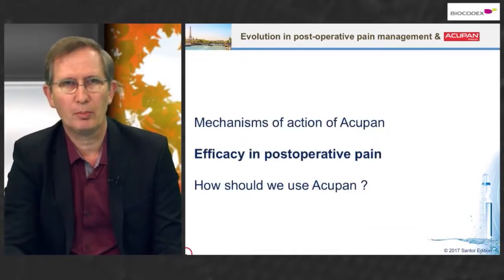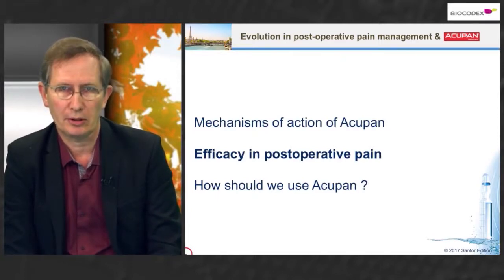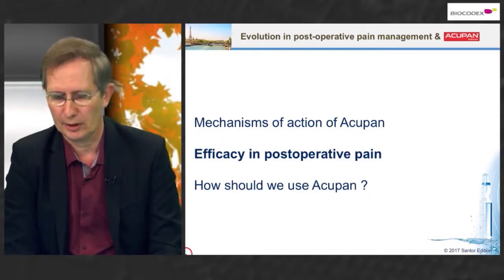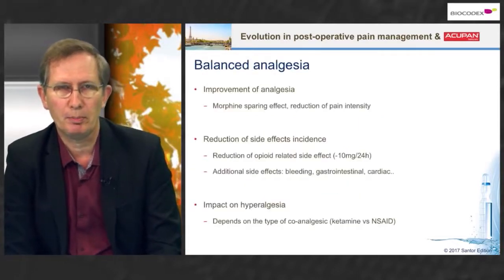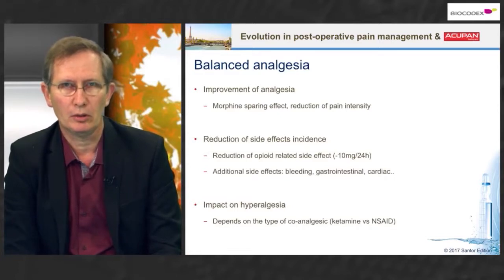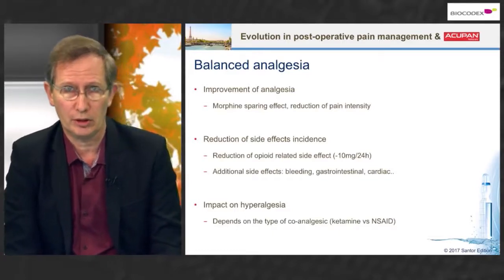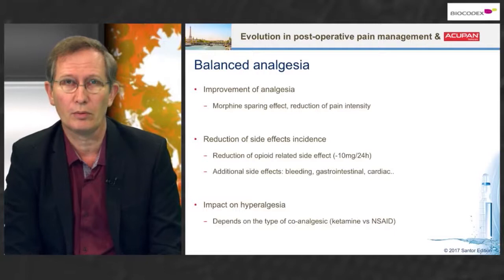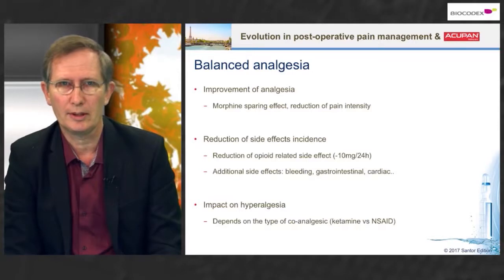So you see that through the mechanism of Acupan, you have multiple actions, and it's basically a centrally acting non-opioid analgesic with also some anti-hyperalgesic effect. So what about the efficacy? I will shortly repeat some of the concepts that Gilles has already nicely described. First, the improvement of analgesia, because the idea to combine Acupan with other analgesics, including opioids, is to obtain this morphine-sparing effect, so the reduction of the dose of opioid necessary to control the pain. It's also potentially to reduce the pain intensity.